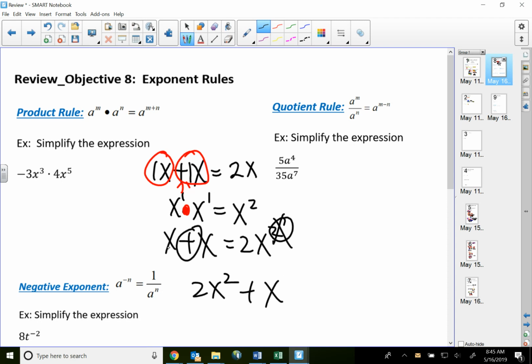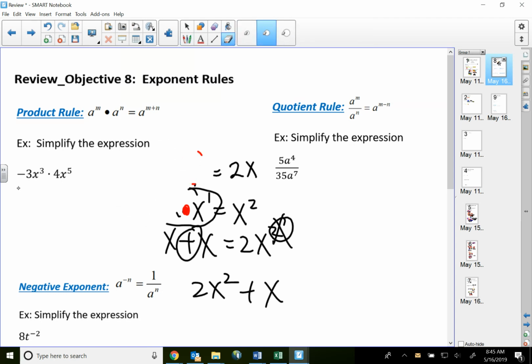So we cannot say x plus x is 2x squared, because the exponent is used to identify that the two terms are like terms. But that's very different compared to multiplication. Multiplication is only one term. So a one-term problem is different. We do it differently compared to a multiple-term problem.